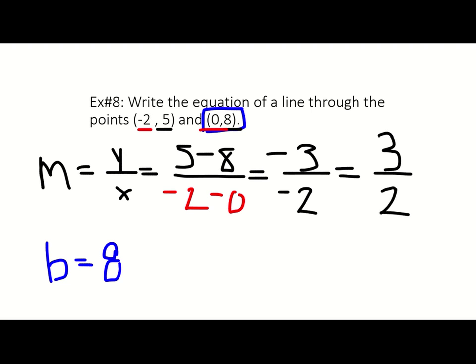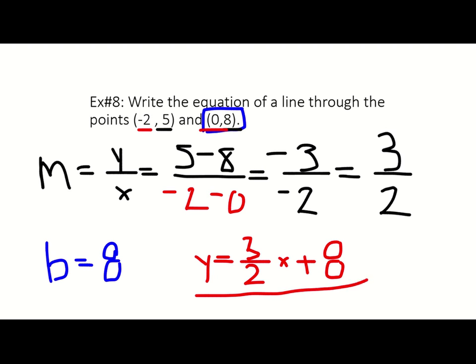So to put this all together, I'm going to have my equation y equals 3/2 x plus 8. So my equation y equals mx plus b is y equals 3/2 x plus 8.